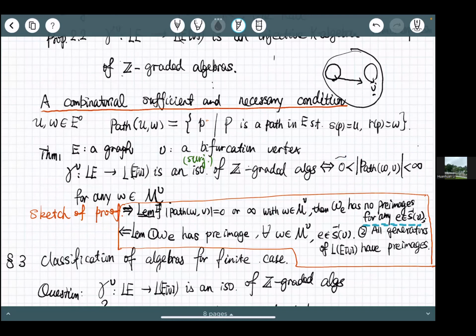And for the other V, we will prove WE has a preimage for any W in V and for any edge starting from V. If we can show WE has a preimage, then we can easily show that all the generators of LEV have preimages. Then we can prove that the sufficient condition also holds, so we can show that gamma V is a surjective map. So we just need to look at the generators for LEV.